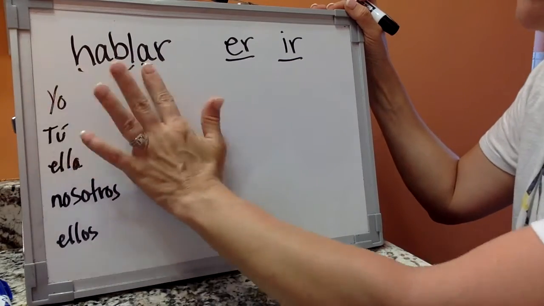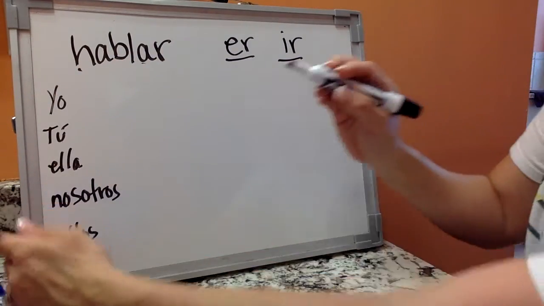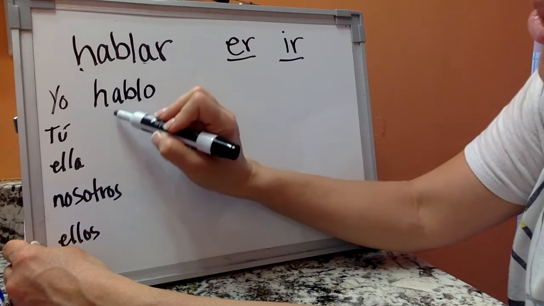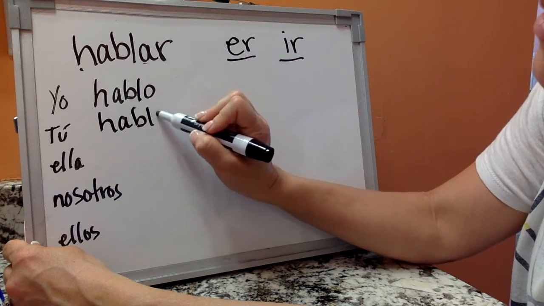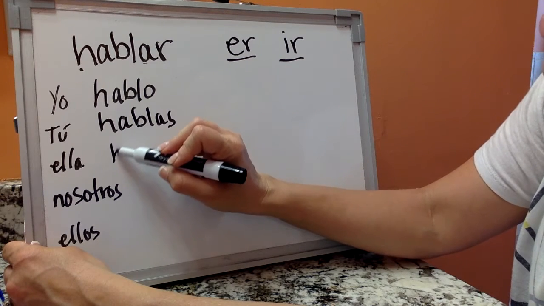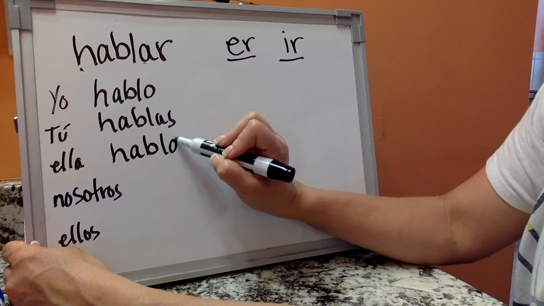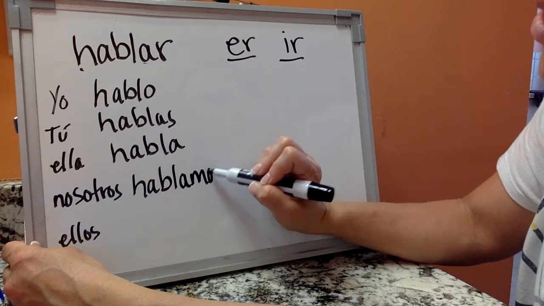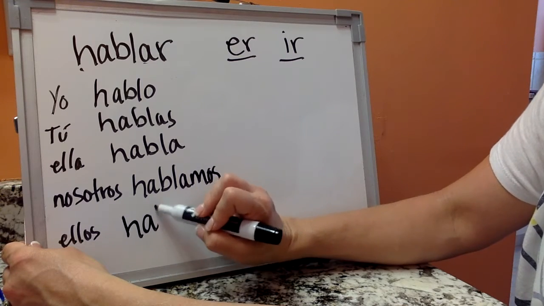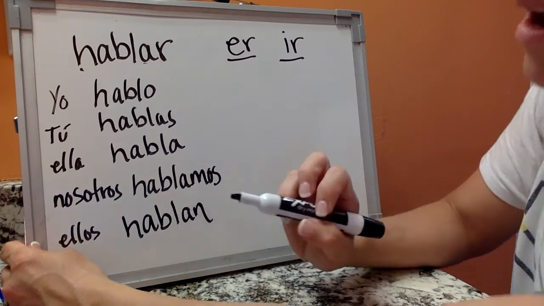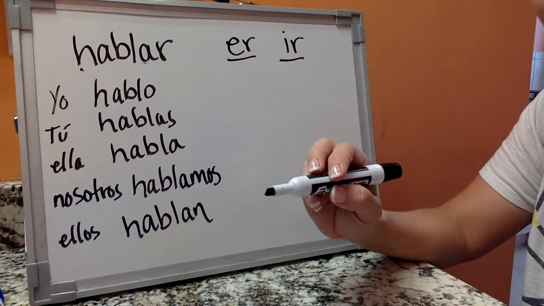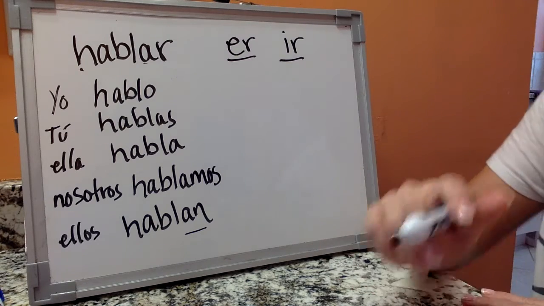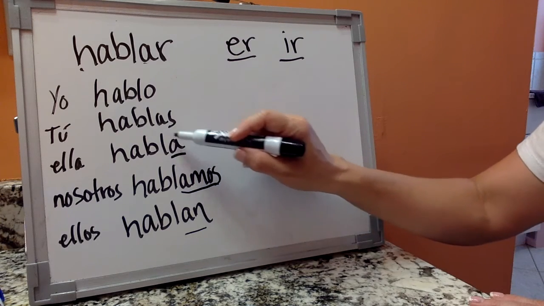So what we're going to do now is just review what we did with the AR verbs. Yo hablo, tú hablas, él, ella, usted habla, nosotros hablamos, ellos, ustedes hablan. ¿Ok? Como yo hablo español, ustedes hablan un poquito. ¿Ok? So those are our AR verb endings, all right?